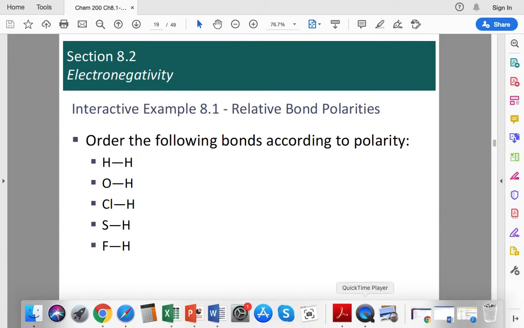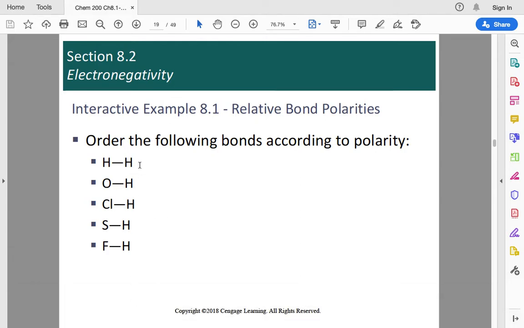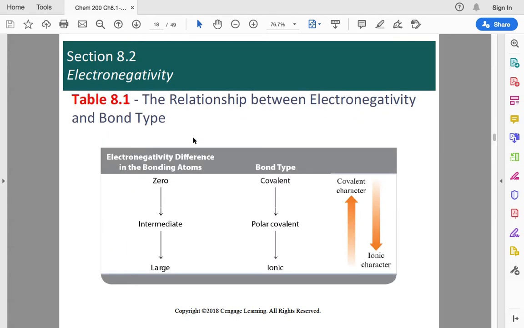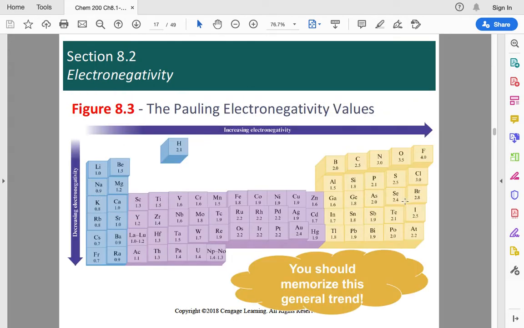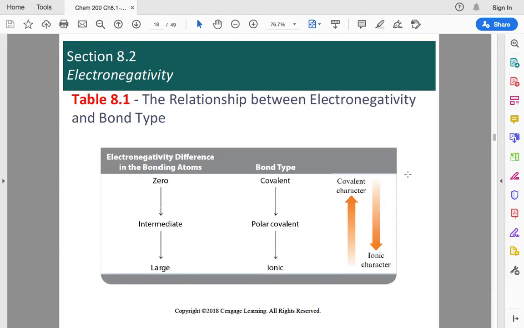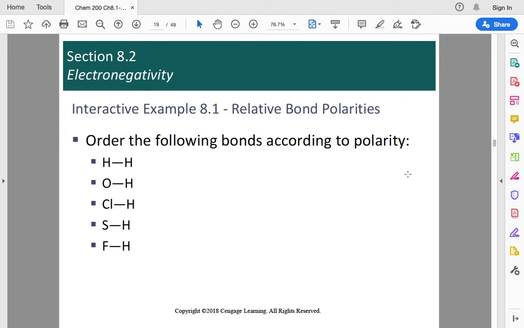So, order the following bonds according to polarity. What I'd like you to do here is take these bonds and order them in such a way that we go from least polar to most polar. One of the good things that you can do, like we said, you do not need to memorize these values. Just memorize the general trends that we see. For the most part, when we're dealing with covalent compounds, we're just dealing with these guys right here. So as long as you know your periodic trend, you can figure out which of those bonds will be the most polar and the least polar. So I'm going to pause here. You should pause the video, take a moment, and organize these.